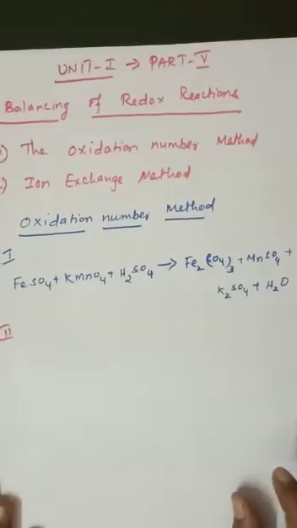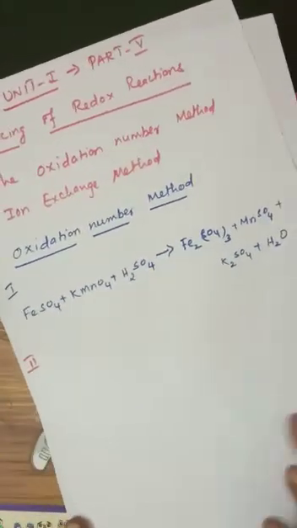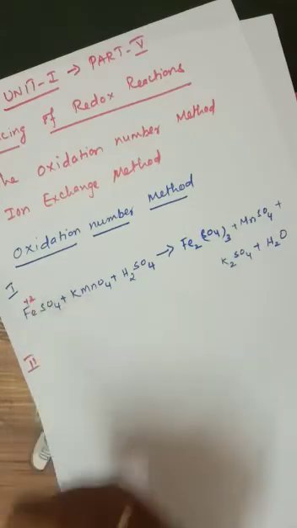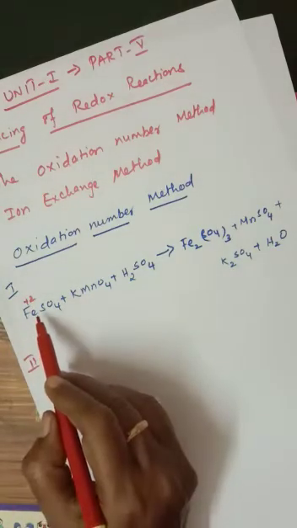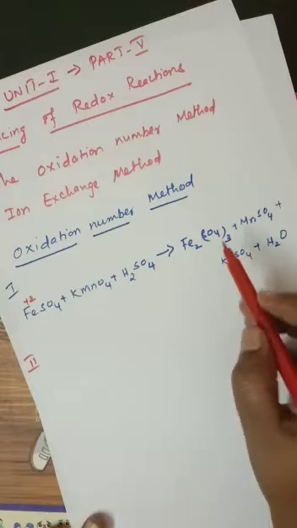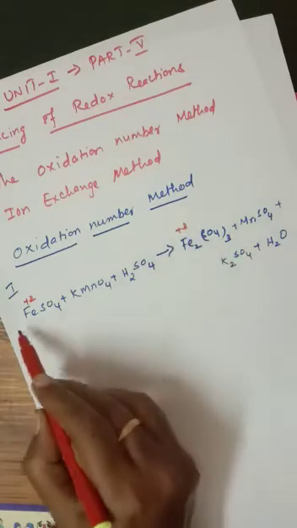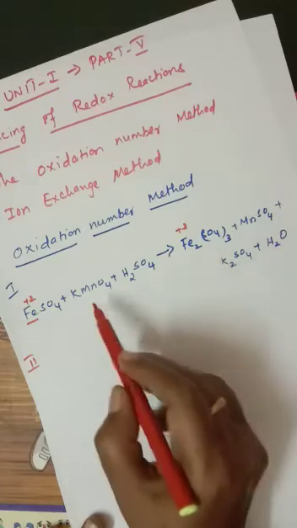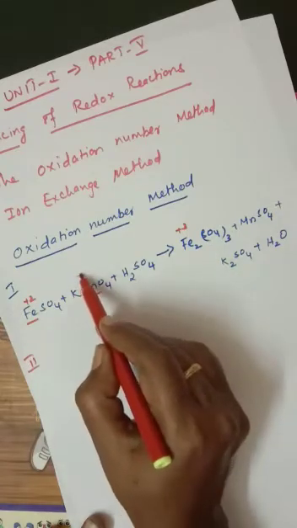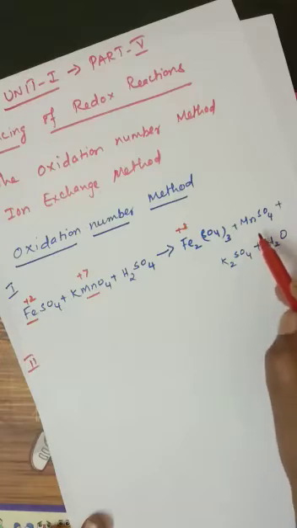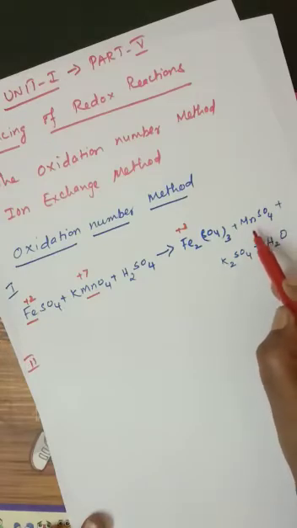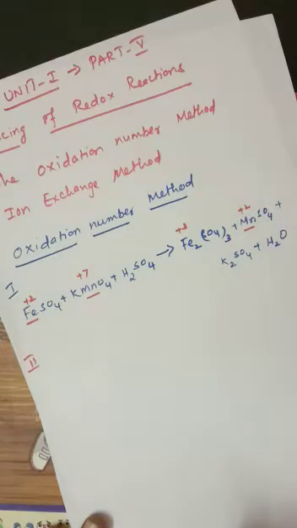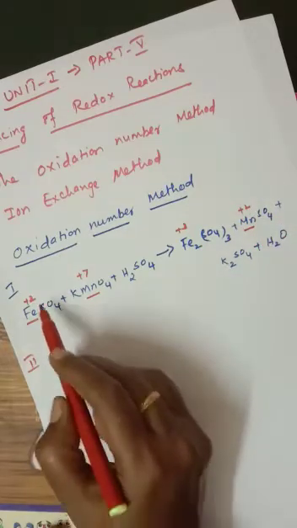Now, the second thing is, you have to see the oxidation number. This is plus 2 oxidation number, Fe plus 2. On the right side, it is plus 3. The iron oxidation number is here plus 2, here plus 3. At the same time, in potassium permanganate it is a plus 7 oxidation number, and on the right side the oxidation number is plus 2. Right?